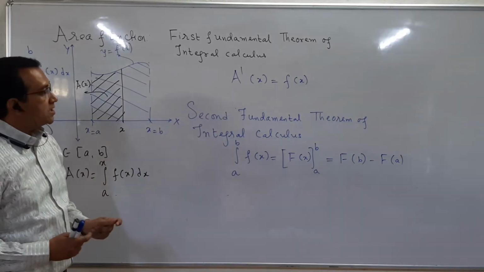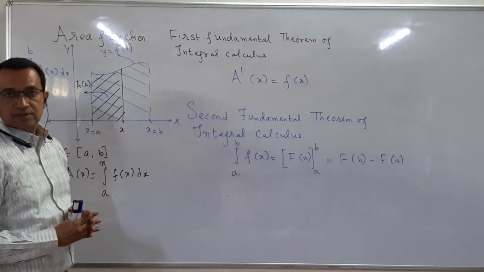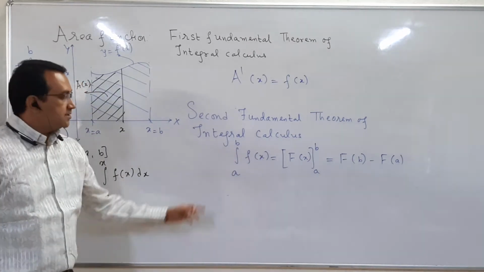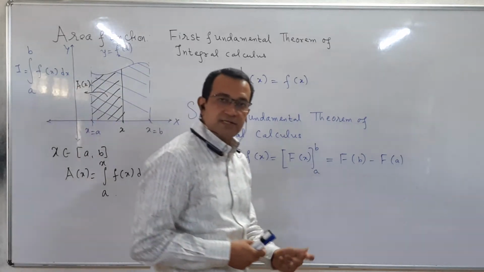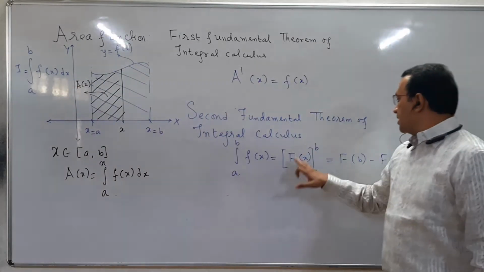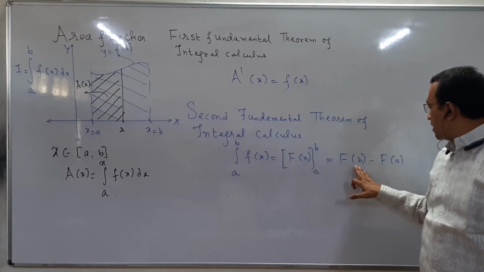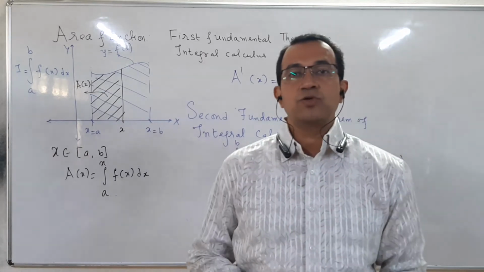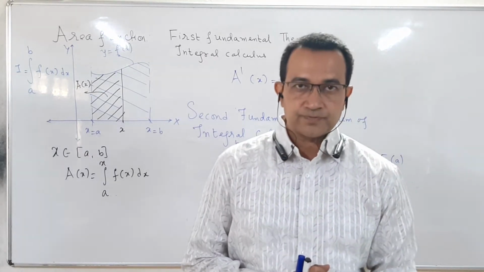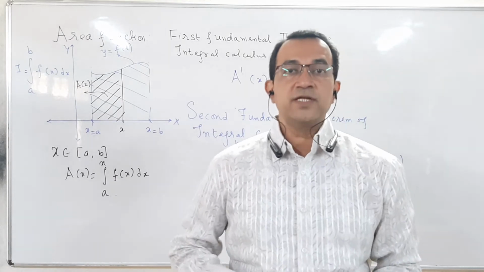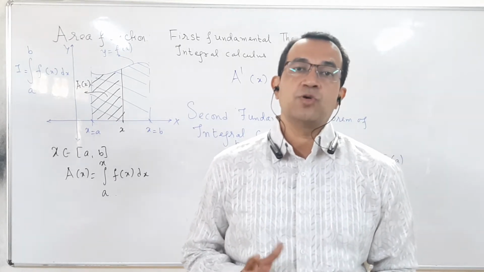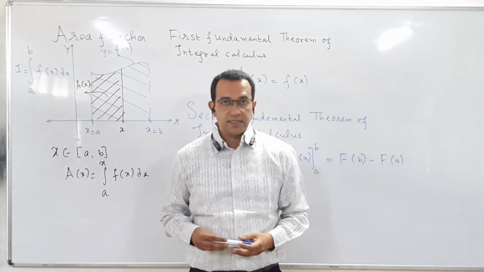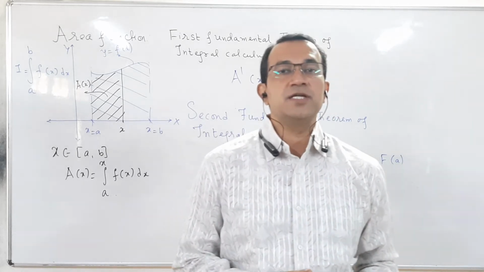Then the second fundamental theorem of integral calculus. If the integral of f(x) dx is F(x), then integral a to b f(x) dx is F(x) with limits from a to b. It is nothing but the functional value at the upper limit minus the functional value at the lower limit. This is taught to you in physics also. And the proofs of these theorems are beyond the scope of the textbook. In the textbook also you can check, students, they have only given the statements of the theorems.